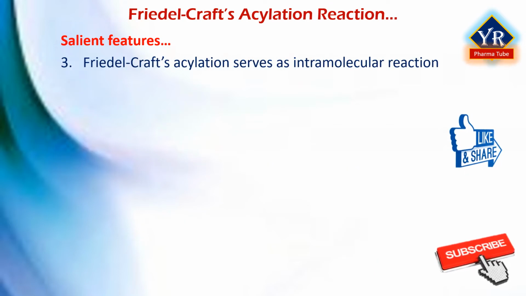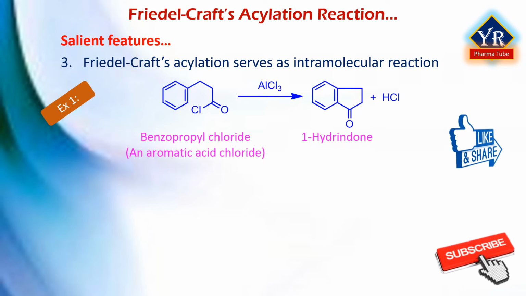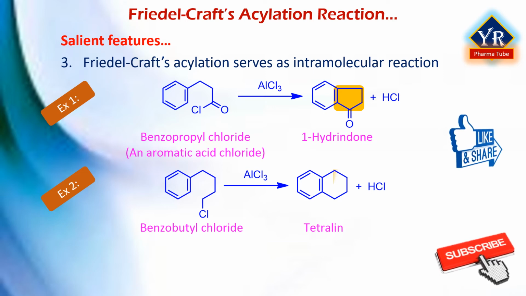Number 3. Friedel-Crafts acylation serves as an intramolecular reaction. Friedel-Crafts acylation is found to be solely applicable in carrying out the cyclization phenomenon, that is ring closure, particularly to the 6-membered ring systems, 5-membered ring systems and the heterocycles. Let us examine the following two classical examples. Number 1. The benzoyl chloride yields the 1-hydrinone upon cyclization with a Lewis acid, aluminum chloride. And number 2. The benzobutyl chloride gives the tetraline on being subjected to cyclization on heating with aluminum chloride as shown.